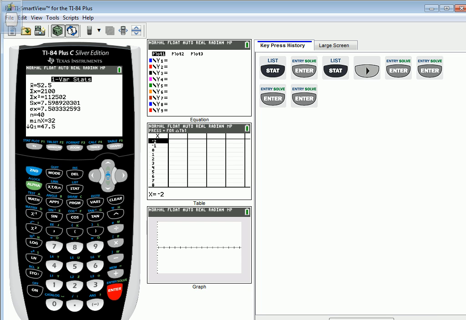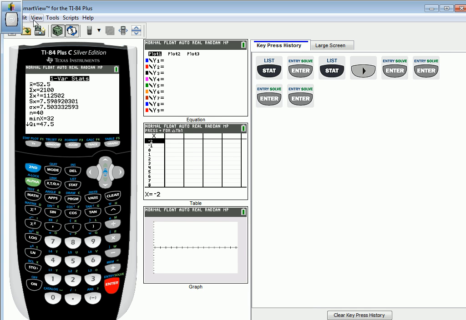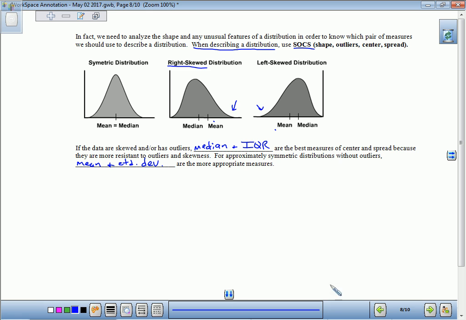Okay. Okay, so this gives us the mean. It also gives us a sample standard deviation and a population standard deviation. And then if we arrow down, we see the 5-number summary. The min, the Q1, the median, the Q3, and the max. And that's the data we need to create a box plot.